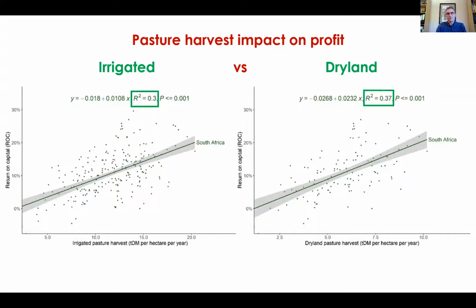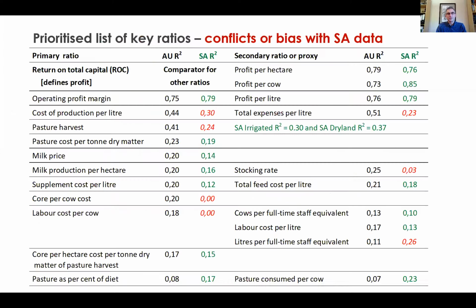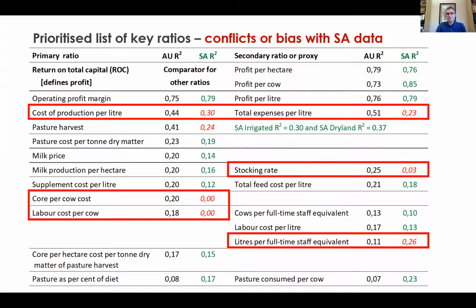This confirms the confounding effect of variations in irrigated versus dryland pasture productivity on some ratios within the South African dataset. Although this issue with pasture may go some way to explaining the red numbers, including in relation to stocking rate, there are quite a number of other relationships that require further consideration.